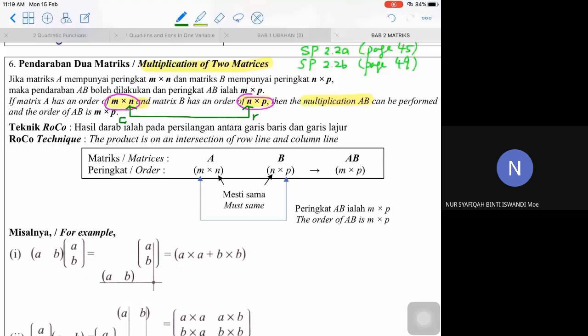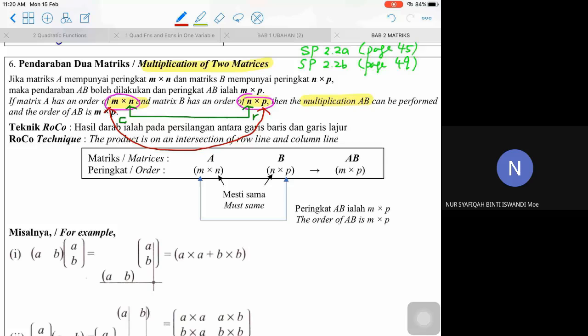And the answer for the multiplication of the two matrices is the number of rows times the number of columns. The number of rows from the first matrix times the number of columns from the second matrix. That's why our notes say the order of AB is m times p.